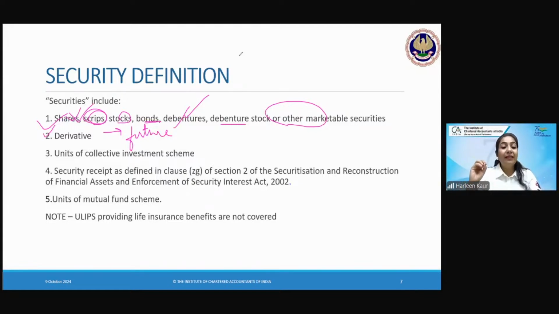Units of collective investment scheme. So there is a collective investment scheme. If the examiner asks you an MCQ, are the units of a collective investment scheme a part of security? Yes or no? Tell me. If I ask you, there are units of collective investment scheme. Is it a part of securities?